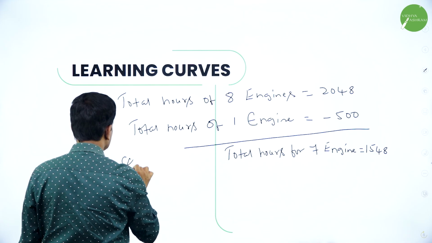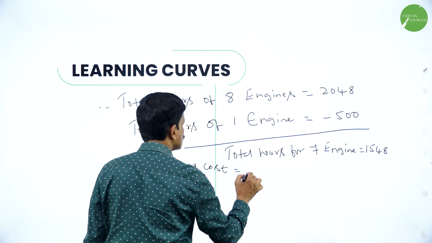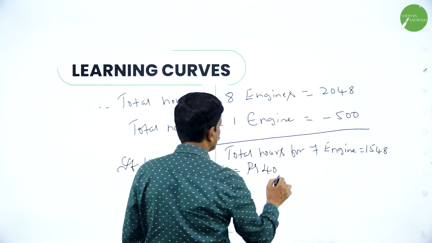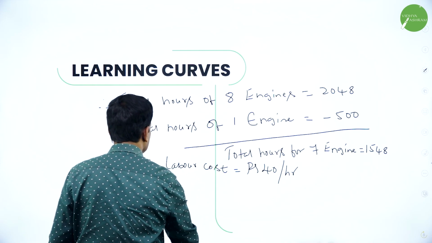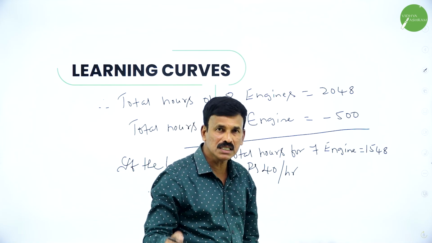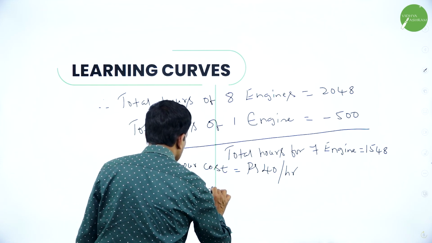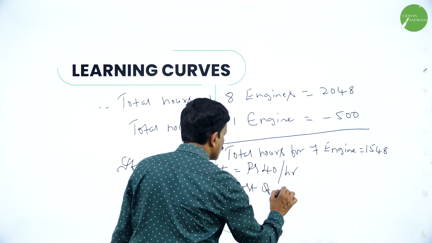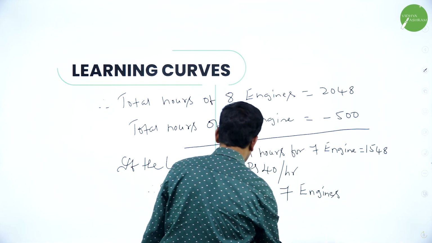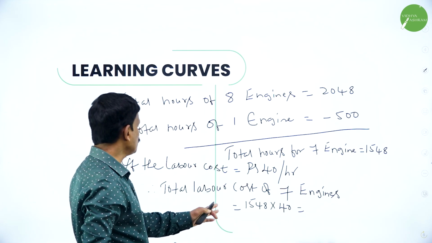If the labor cost is rupees 40 per hour, then the total labor cost of how many engines? 7 engines at 1548 hours is equal to 1548 into 40. So just multiply it.